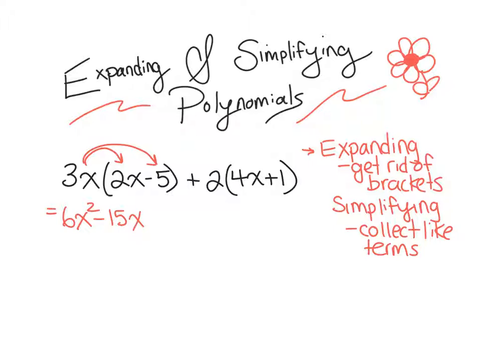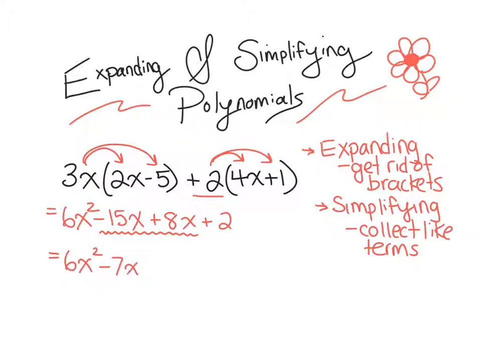And then we're going to do the same thing over here. We're going to multiply everything in this bracket by positive 2, which would make it positive 8x and positive 2. And then we're going to go to our second thing, which is simplifying. And that just means we're going to look for any like terms. And the only ones I see are negative 15x and positive 8x. So that gives us 6x squared minus 7x plus 2 as our final answer.